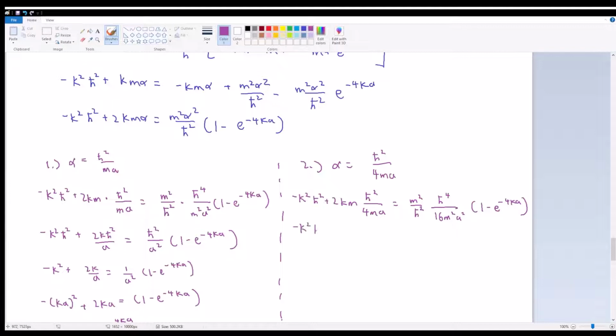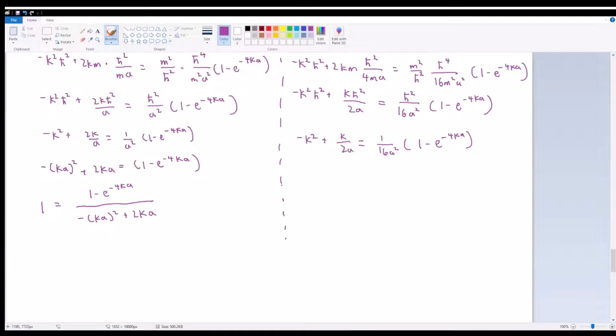Negative k squared h bar squared plus, the m's cancel, the 2 and the 4 cancel. We have k h bar squared over 2a, I believe. Yes, okay. And then this is going to equal, the m squareds cancel out, we have h bar squared over 16a squared multiplied by 1 minus e to the negative 4ka. Same as before, the h bar squareds cancel. We have negative k squared plus k over 2a is equal to 1 over 16a squared times 1 minus e to the negative 4ka.